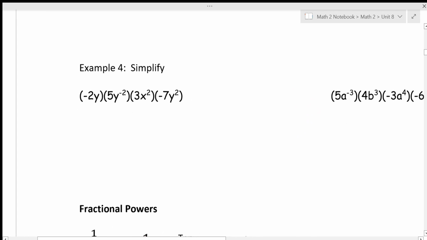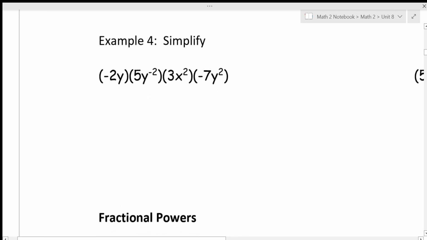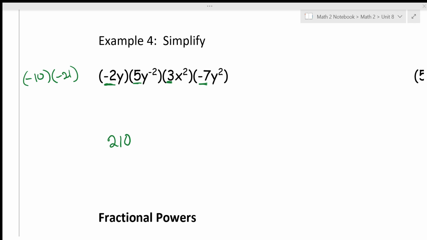Okay, example 4. Throw in a couple extra terms in there. So let's see what we have. I'm going to take my numbers first. Negative 2 times 5 times 3 times negative 7. If you multiply all those together, negative 2 times 5 is negative 10. 3 times negative 7 is negative 21. So we'll end up with a positive 210. Did I do that right? Yes.